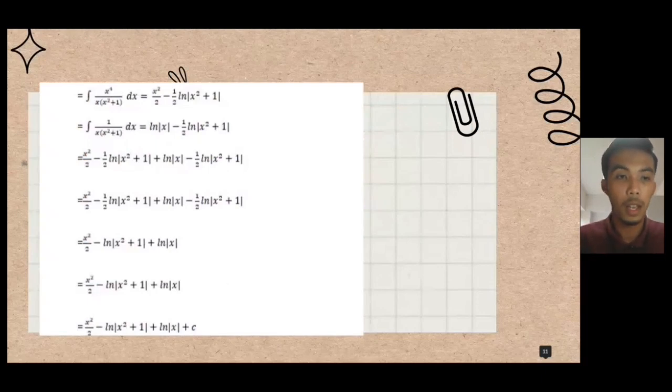And simplify: x squared divided by 2 minus 1 over 2 ln of x squared plus 1, plus ln x minus 1 over 2 ln of x squared plus 1. So next, this becomes x squared divided by 2 minus ln of x squared plus 1 plus ln x, and the true answer is x squared divided by 2 minus ln of x squared plus 1 plus ln x plus c.